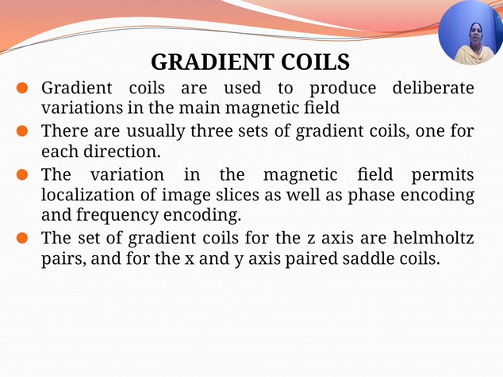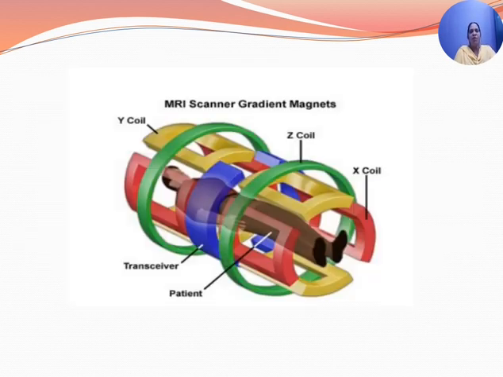Helmholtz pairs are two coils which are parallel to each other along the Z axis. And the X and Y axis use paired saddle coils. They are like a saddle. They form two halves of a hemisphere, two halves of a sphere. The X and Y together. We can see in the picture.